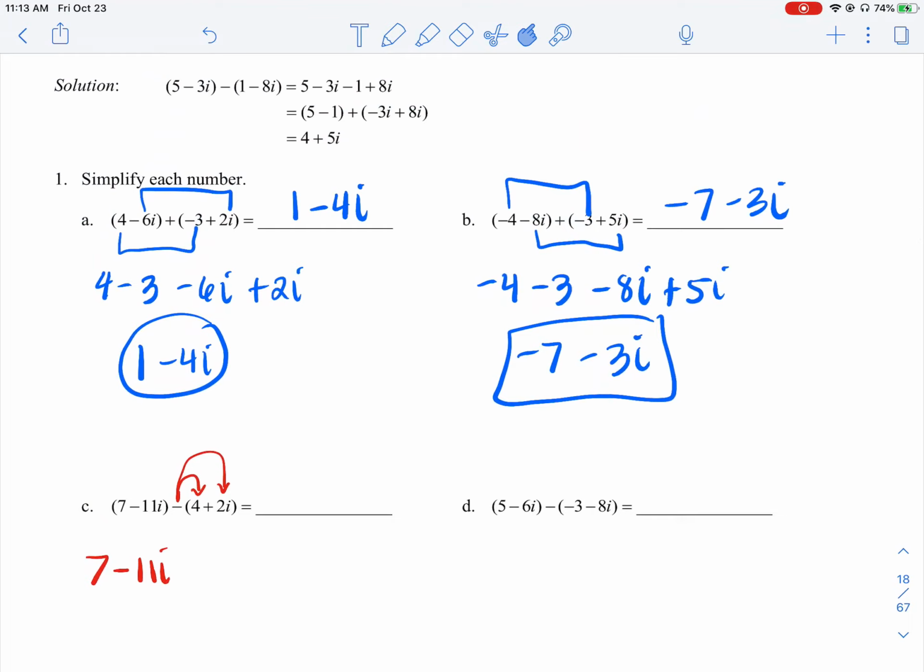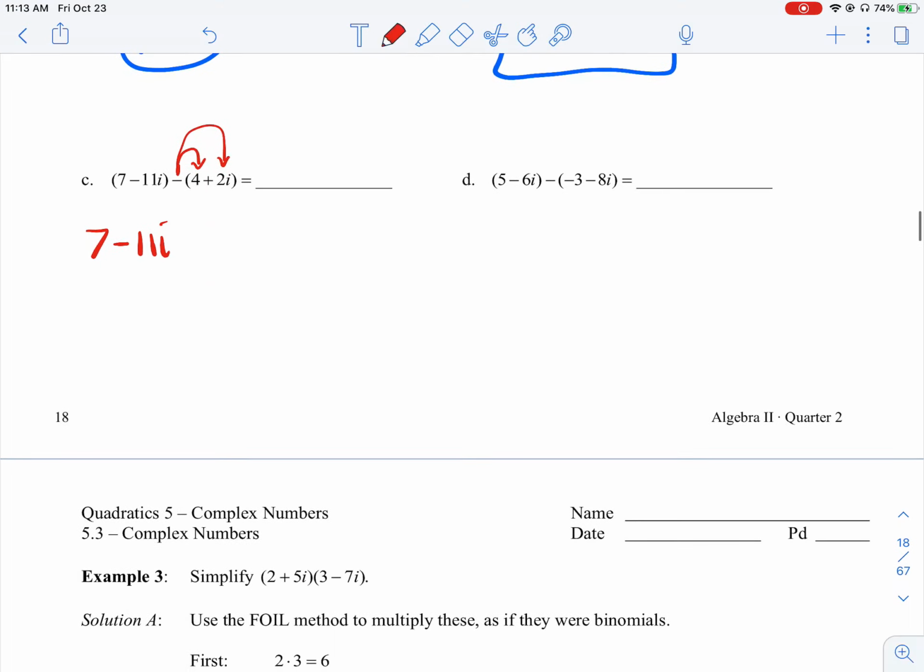Because the one that I had outside the parentheses earlier is just a positive, so it's not really going to do anything to the equation. But now that it's a negative, I would have to distribute that. So that becomes negative 4, and that becomes a negative 2i. And of course, you're going to go back to combining like terms. 7 minus 4 is positive 3. Negative 11i minus 2i is negative 13i. So our final answer is 3 minus 13i. Okay, do not forget to distribute the negative.